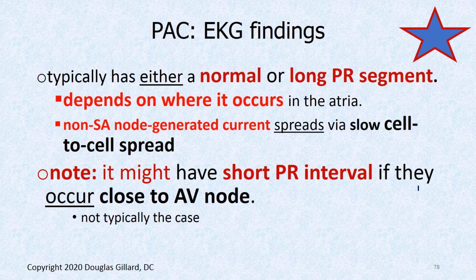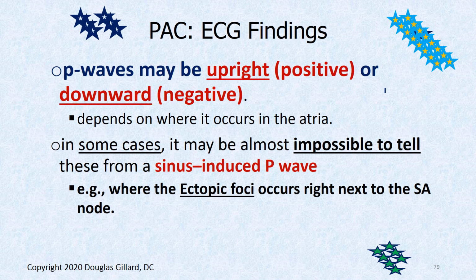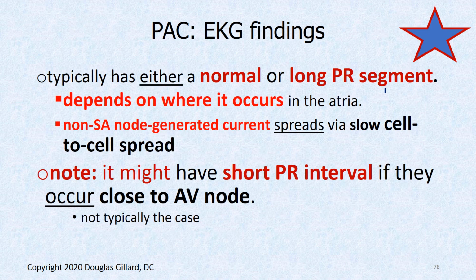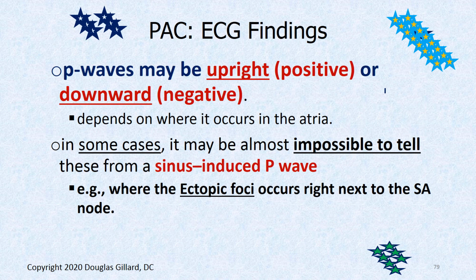Okay, the PR segment is typically normal or even longer than normal, because if the atria sparks an action potential, there's no Bachmann's bundle there to capture it. The wave spreads via slow spread, and therefore it can kind of drag out that PR segment or PR complex, make it longer because it's kind of slow moving.